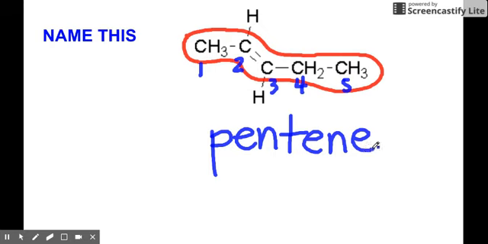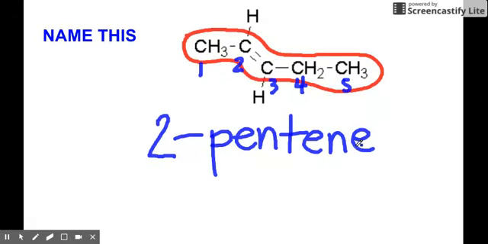And this is incorrect because it's still incomplete. Where is the double bond of the pentene located? So the double bond is in between carbons 2 and 3, and we always use the smaller number, so this will now become 2-pentene. So this is the complete name of our compound.